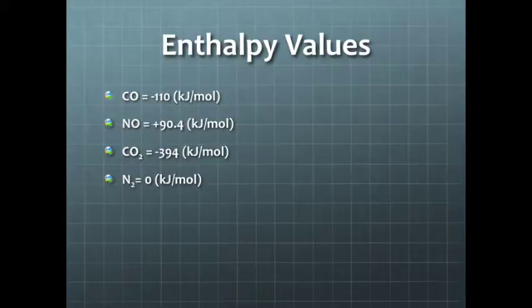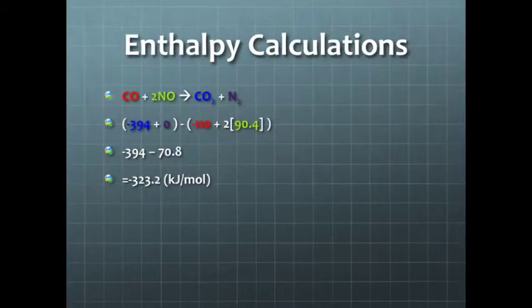Now, enthalpy calculations. So how this is supposed to work is products minus reactants. So for the products, only negative 394 was used, because negative 394 plus 0 is negative 394, and then I had to multiply 90.4 by 2, and then add that to negative 110, and then subtract those two and end up getting negative 332.2 kilojoules per mole.